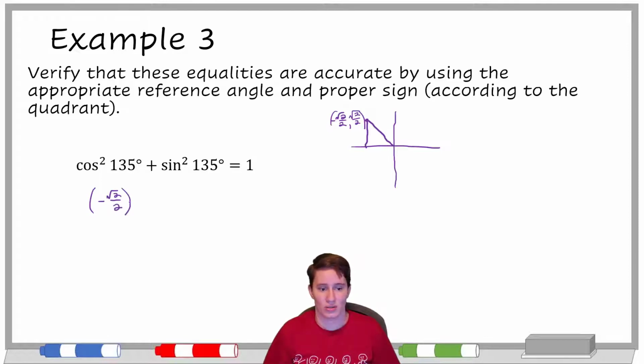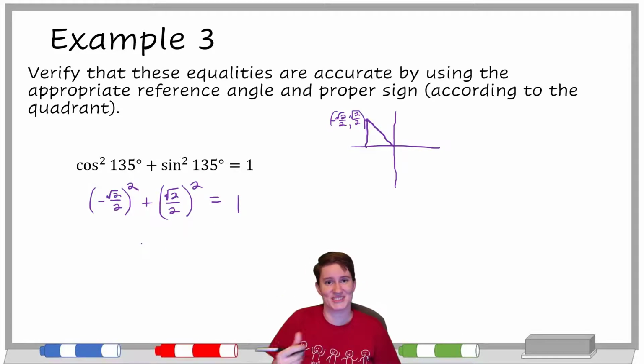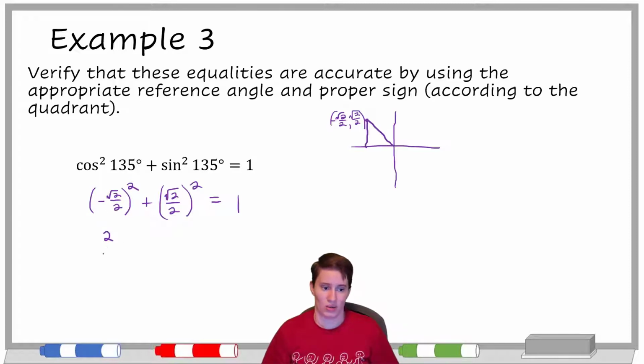Now, we're squaring cosine, so we're going to put that negative square root of 2 over 2 in parentheses and then put a squared on the outside. Same for sine. It's positive square root of 2 over 2. So we're going to put that in parentheses and square it. The bright side on these is you don't have to check your answer because you already know this is supposed to equal 1, right? So you could check your answers to make sure you did your math correctly. But if you were worried how this was going to end up equaling 1, check it out. We square root of 2 and get 2, square the 2 on bottom and get 4.